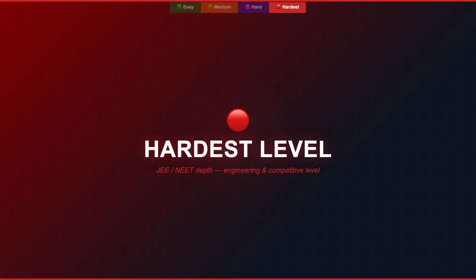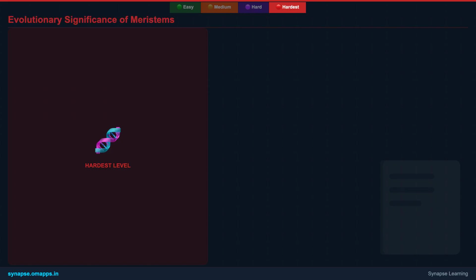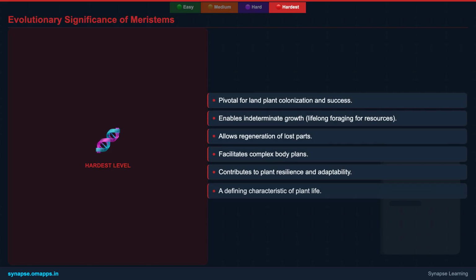Here, we'll explore the cutting-edge science behind meristems, from their evolutionary origins and molecular controls to their profound impact on biotechnology and ecology. The evolution of meristems was a monumental leap in plant history, enabling early land plants to overcome environmental challenges. This indeterminate growth, a hallmark of plant life, allowed them to continuously explore their surroundings for light, water, and nutrients, unlike most animals with determinate growth.